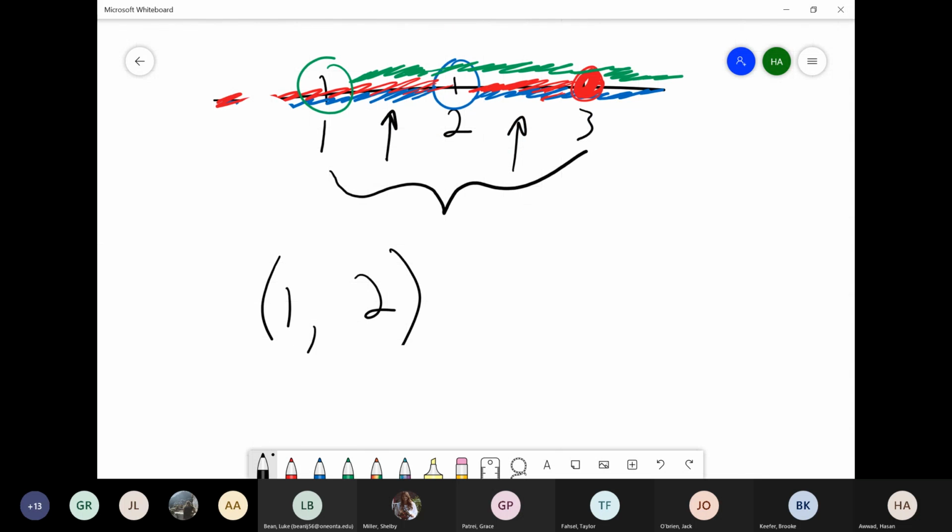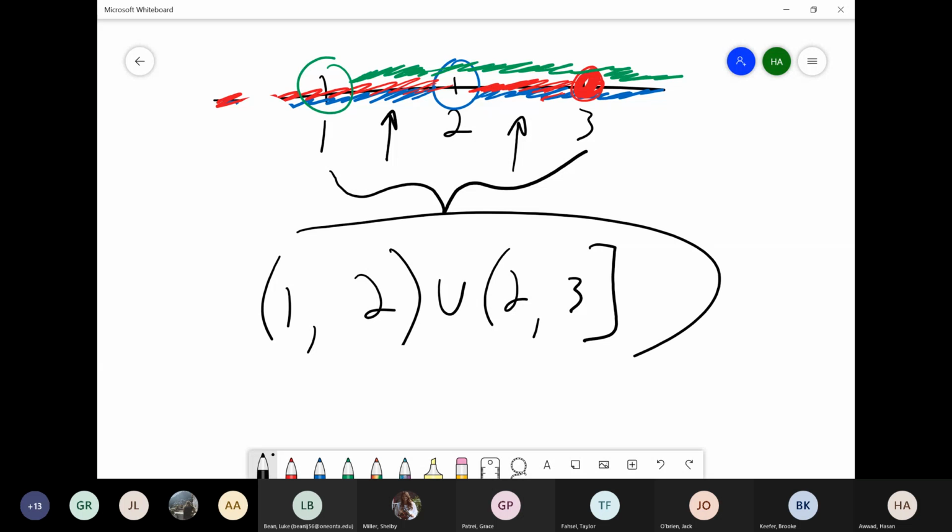So we go from 2 to 3, but between 1 and 3 we actually want to include 3 in our solution, right? 3 works for the red, it works for the blue, it works for the green. So we put a bracket here. So your final domain is from 1 to 2, union with 2 to 3.